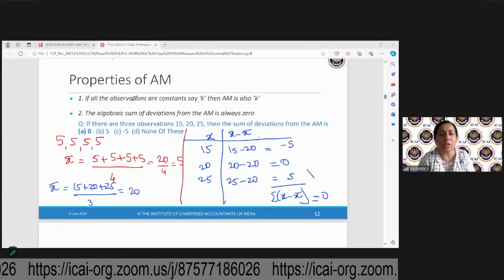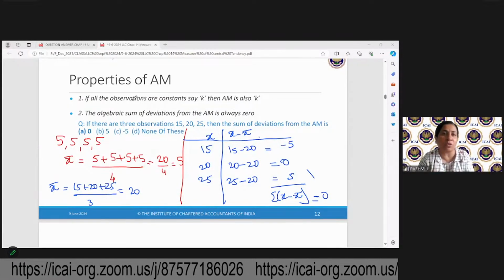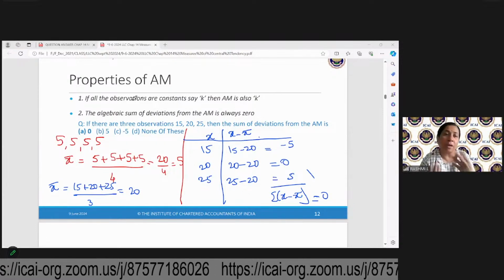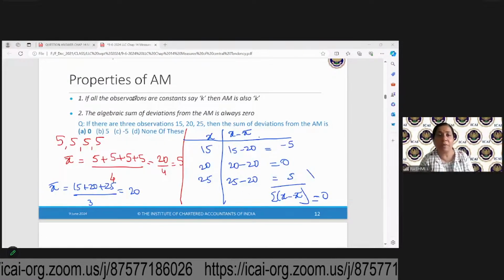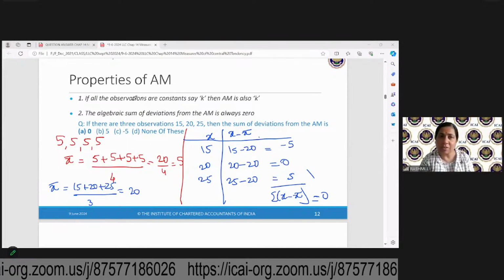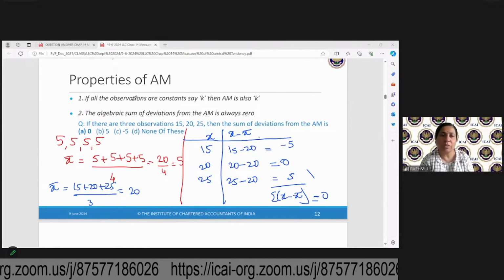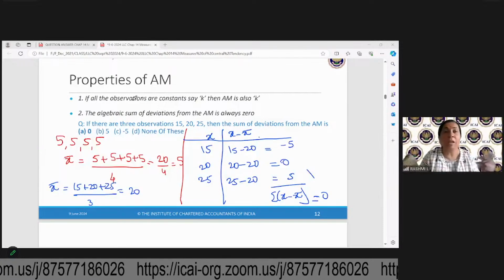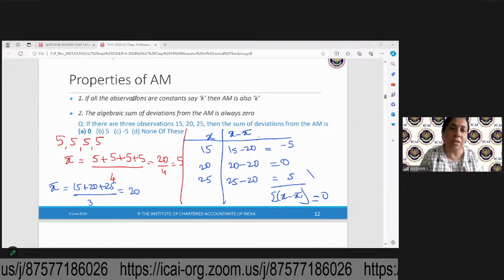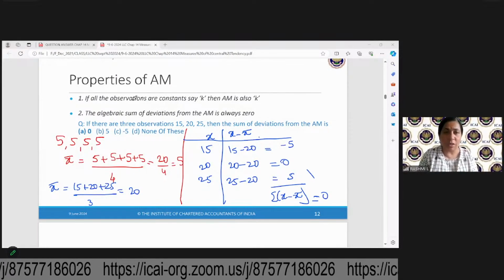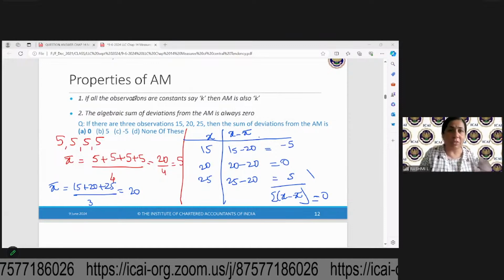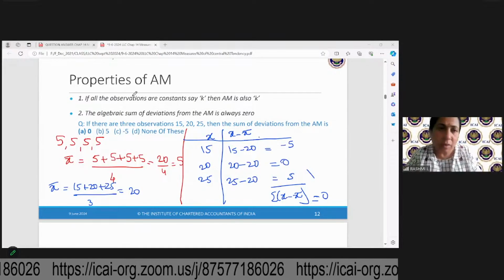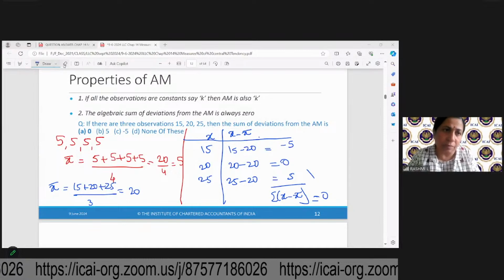If the observations are constant, arithmetic mean is also constant. What does this mean? All my numbers are the same, so my mean will also be the same number. Second, the algebraic sum of deviations is always 0. That is, from the mean going to the left or going to the right, if you add the distances from the mean, it is going to add up to 0. Why? Because the direction is important. It is more of a vector quantity.